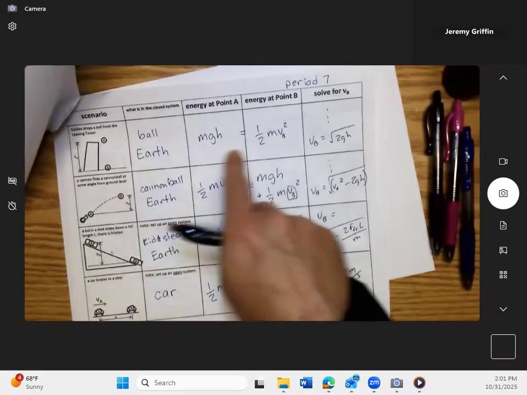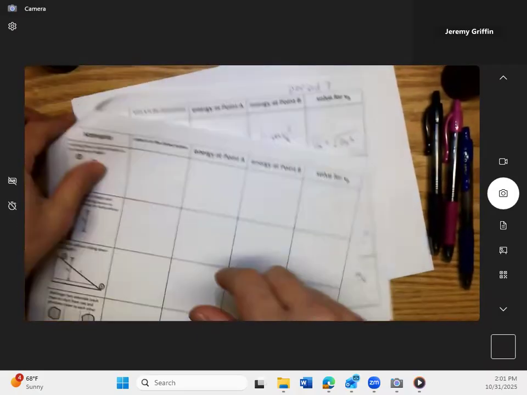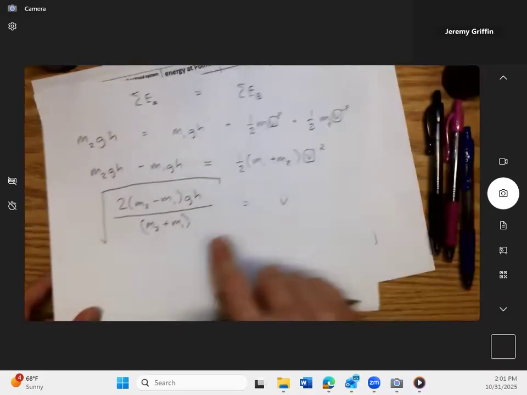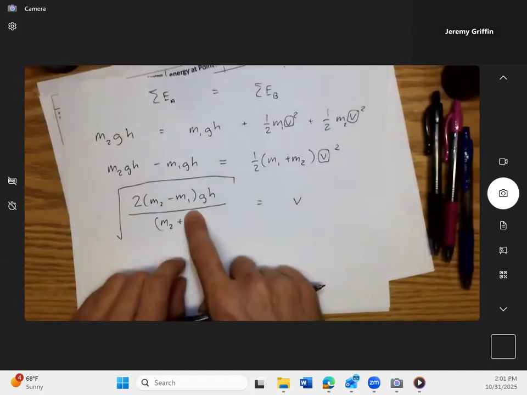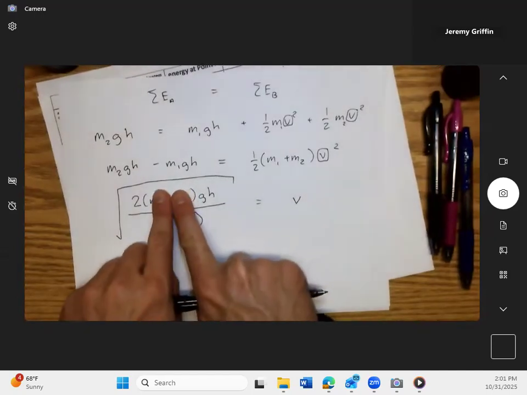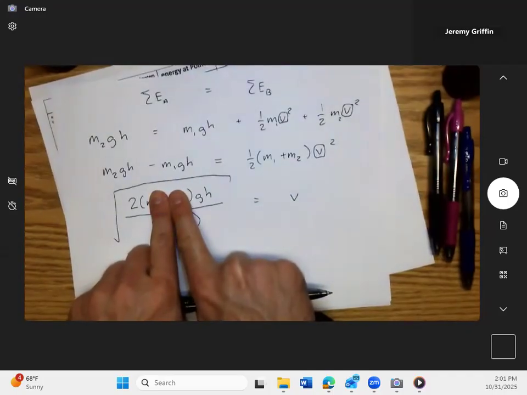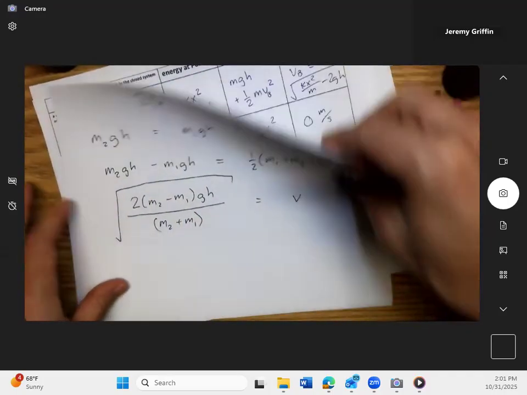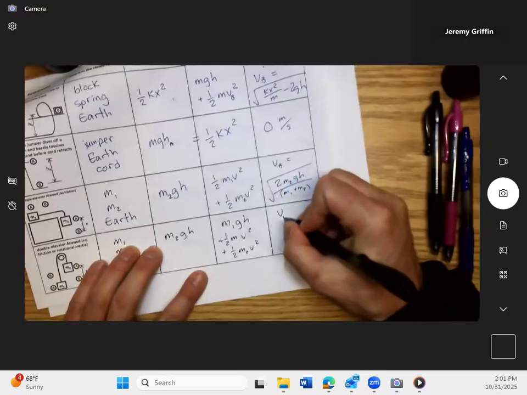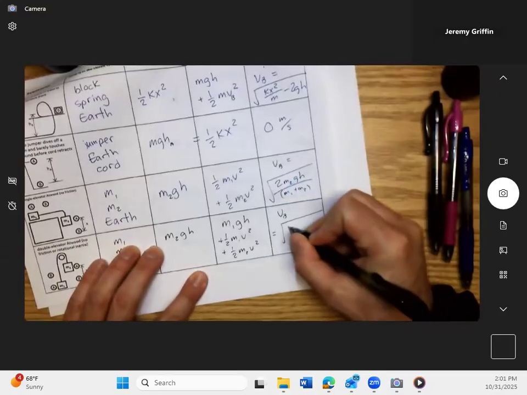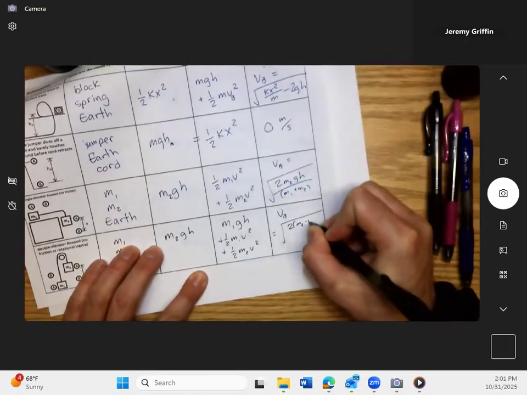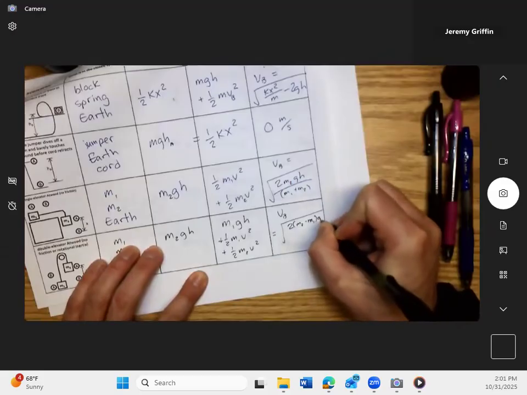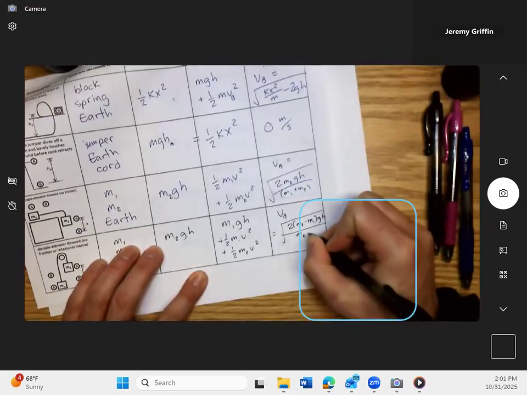Hey, do you guys remember Galileo back here? The answer was root 2GH. Now, Atwood's a little fancier looking, but if one of these masses was zero, this goes away, M2 over M2 cancels. Hey, look at that! It's square root 2GH. You see that? Yeah, that's pretty cool, isn't it? So speed at point B is square root 2, difference of masses, GH over sum of masses.